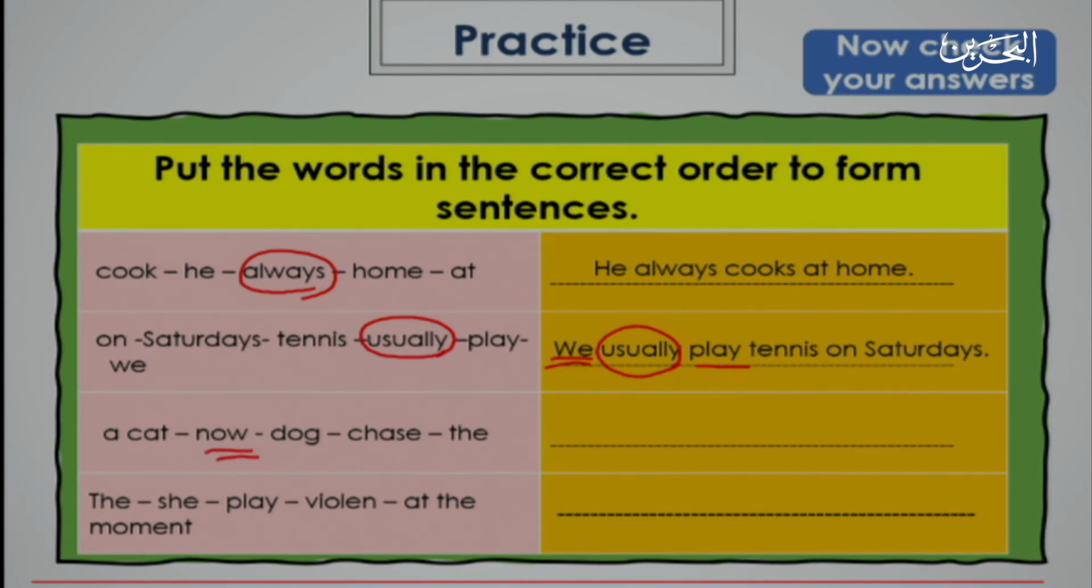The third one: a cat, now, dog, chase, the. The dog is chasing a cat now. This is the present continuous tense because we have got the time marker now.